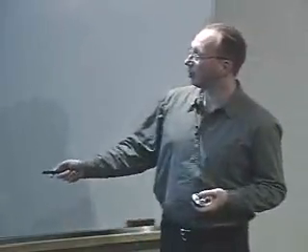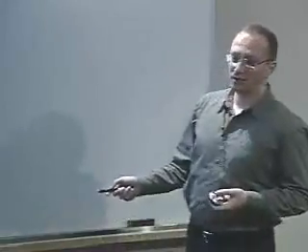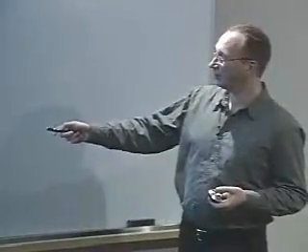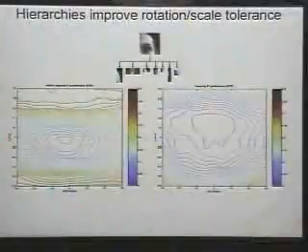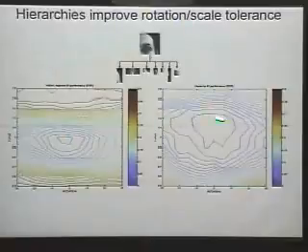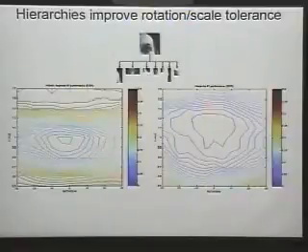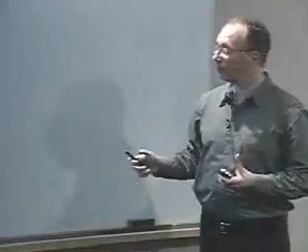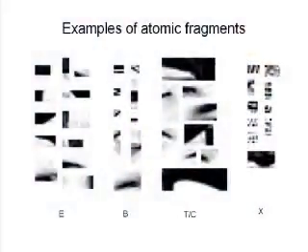Here I show the plots of the ISO equal error rate lines as a function of rotation and scale. And here's the performance of a single fragment, and here's the performance of a collection of its subfragments. You can see that both the performance is better and the tolerance is improved. So those lines are wider.